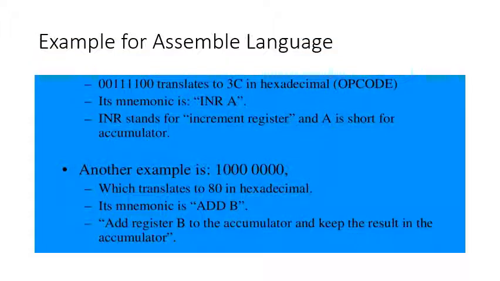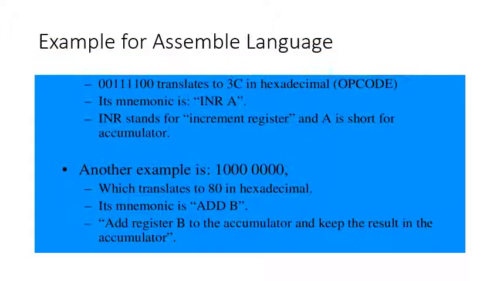So the mnemonics for 3C is INRA. INRA stands for increment the A register. A register or accumulator. Accumulator is nothing but a register in the 8085 processor. Don't confuse with the mnemonics now. We will be discussing about the mnemonics in the later video session. In order to understand what is a mnemonics, what is a machine language, and what is an opcode, I am giving this example at this instant, right?